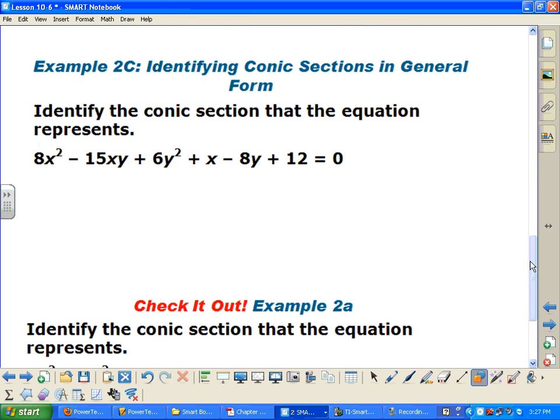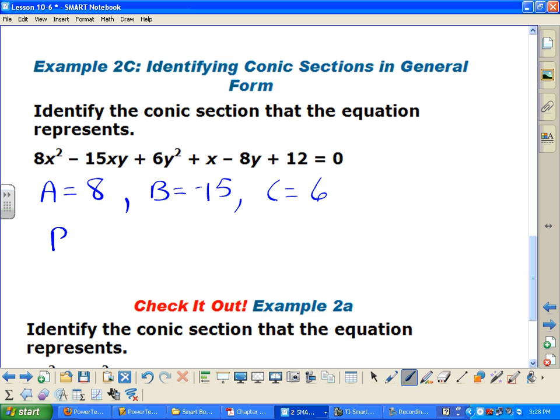And we have one more example here. So this third example, once again, we'll start out that same way. We're going to identify A as 8, the coefficient of x squared. B equals negative 15, the coefficient of xy. And C equals 6, the coefficient of y squared. Like I said, we're going to ignore the x term, y term, and the constant.